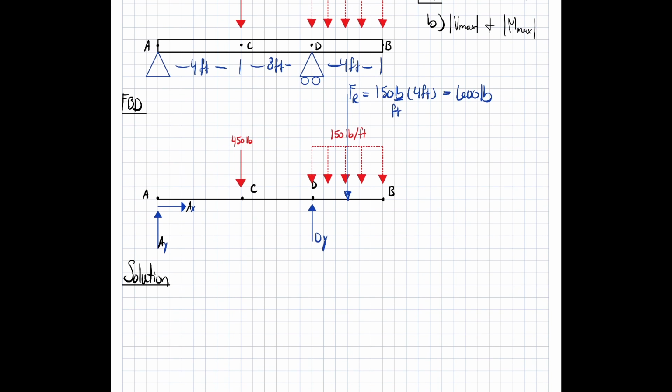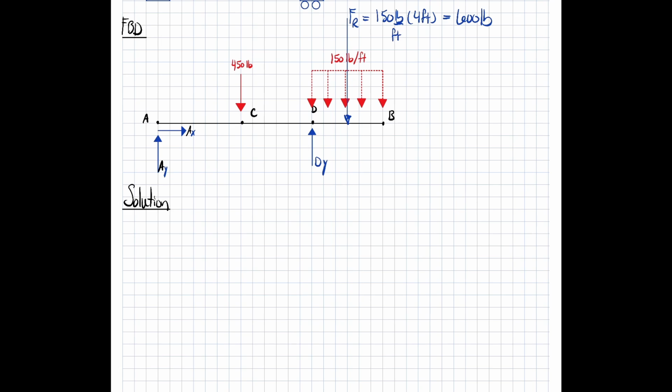Now we can do a much easier sum of forces in the x and y and take a moment. So we have our sum of forces in the x direction, all equal to 0. A of x is the only thing acting in the x direction, so it's 0. Sum of forces in the y, all equal to 0 because it's statics. We get positive AY minus 450 pounds plus dy minus our force resultant, all equal to 0. Too many unknowns. We need to take a moment to solve.